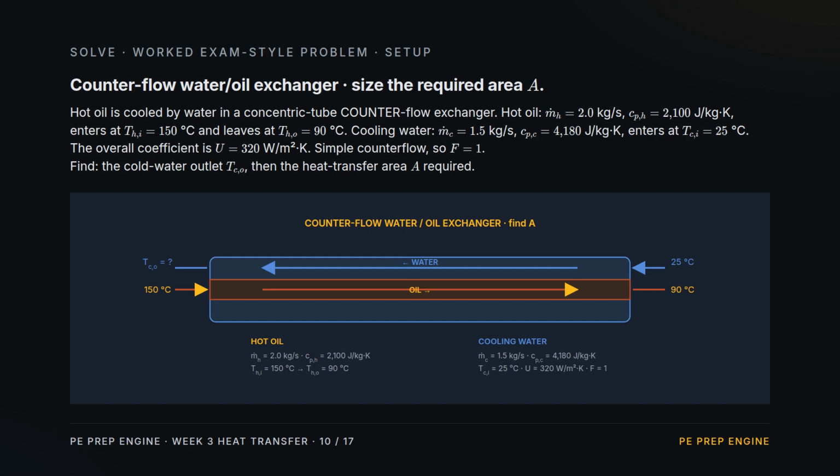The outlet is unknown, but the oil side is fully specified. The energy balance gives it. Then, all four temperatures are known, and LMTD sizes the area.